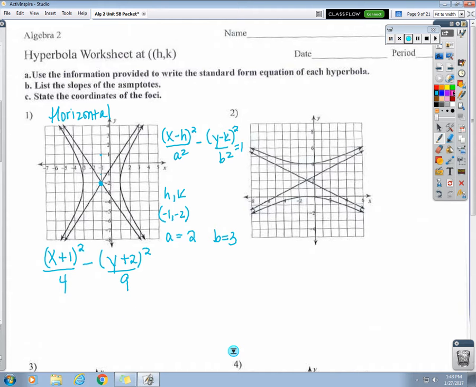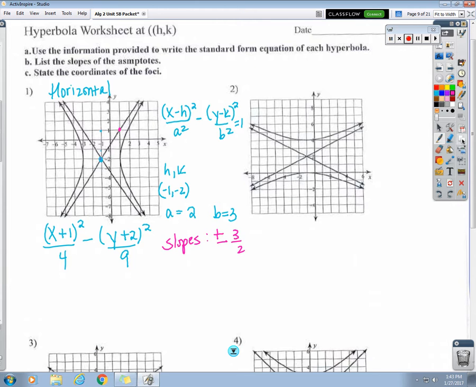Now we need to do the slopes. Slopes are plus or minus, is it 2 over 3 or 3 over 2? 3 over 2. Because if you're here and you're trying to get to the top corner, you have to rise 3 and run 2.